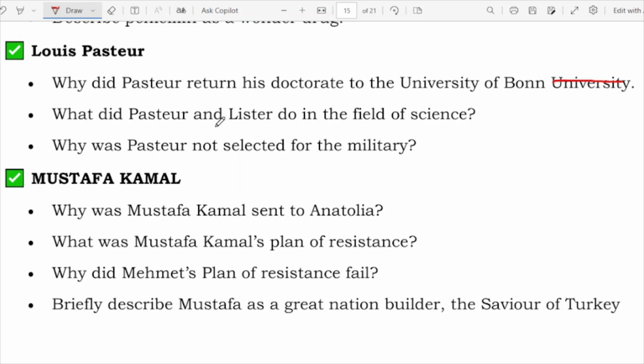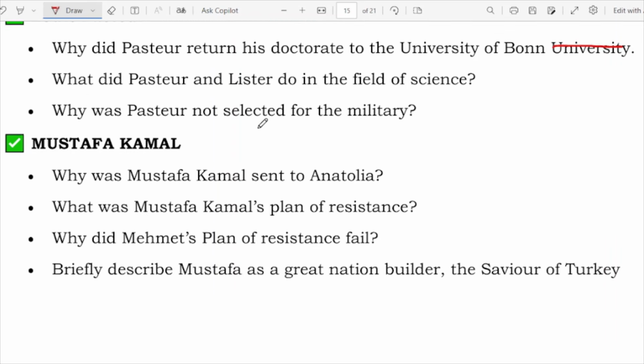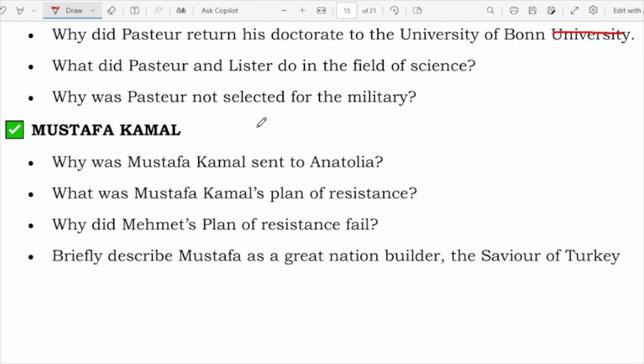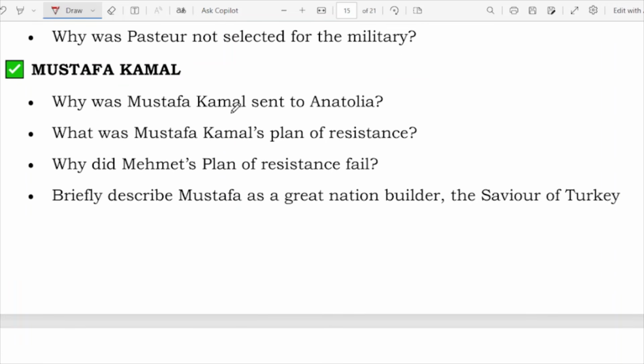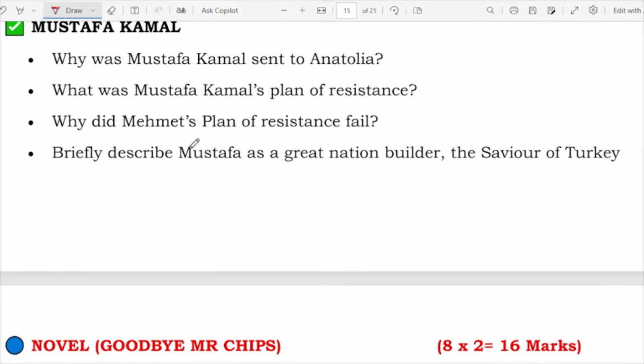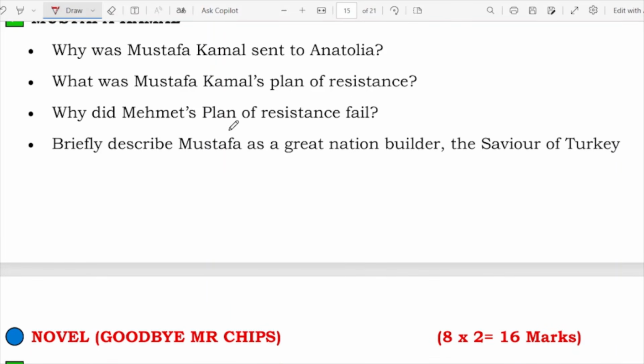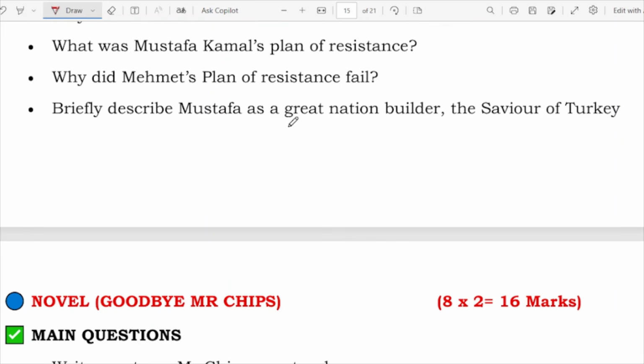What did Pasteur and Lister do in the field of science? Why was Pasteur not selected for the military? Mustafa Kemal, important questions. Why was Mustafa Kemal sent to Anatolia? What was Mustafa Kemal's plan of resistance? Why did Mustafa Kemal's plan of resistance fail? Briefly describe Mustafa Kemal as a great nation builder, the savior of Turkey. Very important from Mustafa Kemal.